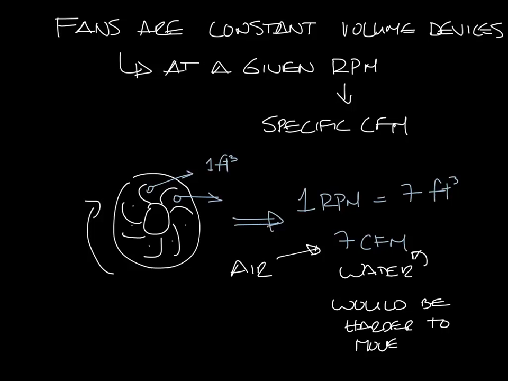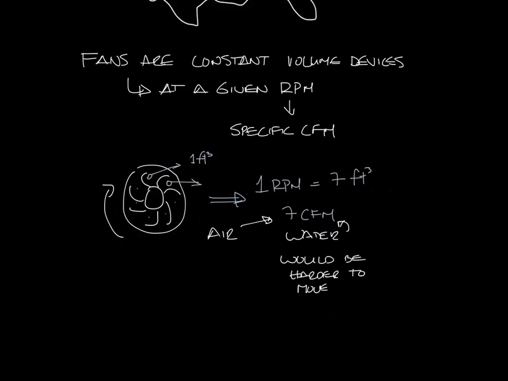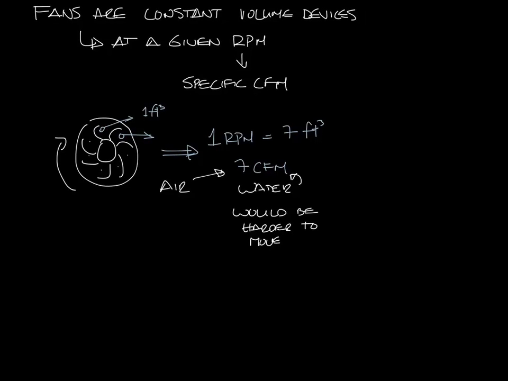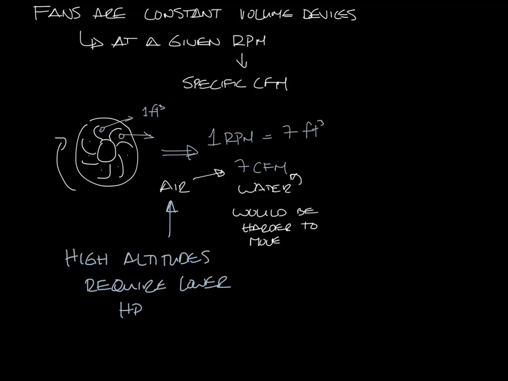So this is exactly what happens with air at high altitudes versus air at sea level. So at high altitudes, it's like the air versus the water. It requires a lower horsepower because it takes less effort to move it 1 rotation. Now air and water are kind of extreme as an example, but I think it helps make the concept a little more obvious.